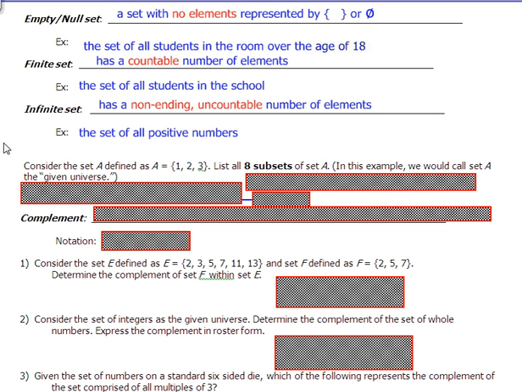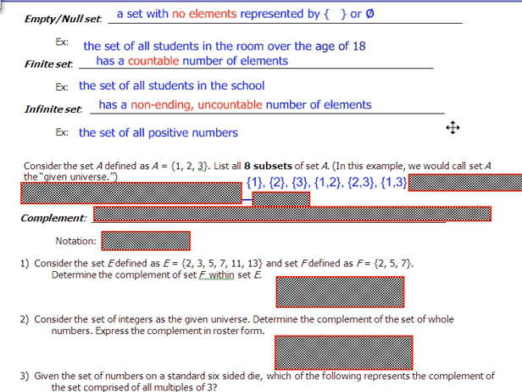Consider the set A defined as {1, 2, 3}. There are 8 subsets of set A, and they want you to list them all. In this example, we would call set A our given universe. So if we have a universe, we're going to take subsets of that universe, and those are going to be {1}, {2}, and you should be writing this down, {3}, {1, 2}, {2, 3}, {1, 3}. That gives us 6. There are 2 more sets.